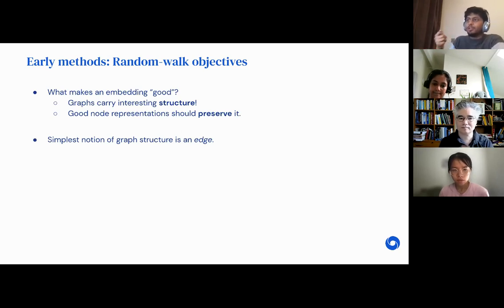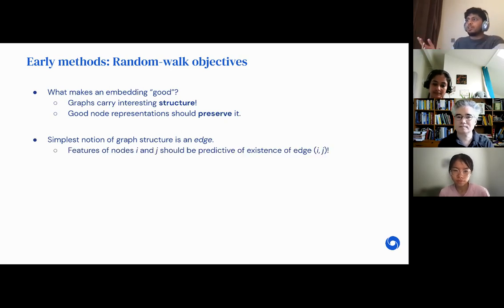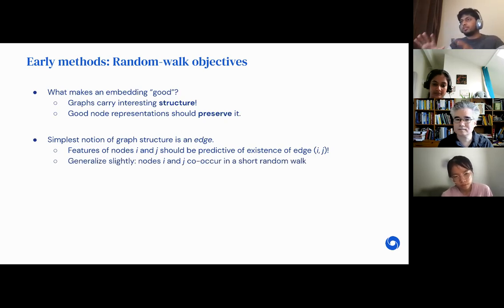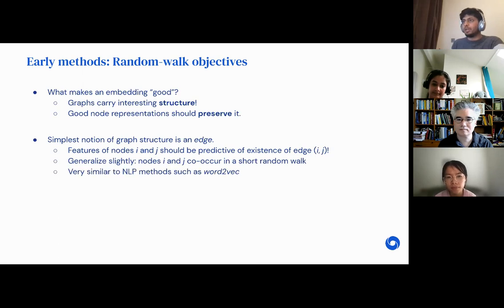So far we're saying representations should preserve structure. The simplest kind of unit of structure is just an edge between nodes. So if the features of node I and node J are predictive of whether an edge exists between them, maybe because their representations are very close or because of some other property, then we would say these node representations are encoding the graph structure. Taking a more zoomed out view, instead of them actually being connected in the original graph, let's say they co-occur in a short random walk. So basically they are in some sense very close together in the original graph. If the representations of I and J are predictive of whether they're close together, maybe it's a good representation. And this is very similar to some NLP methods like word2vec.